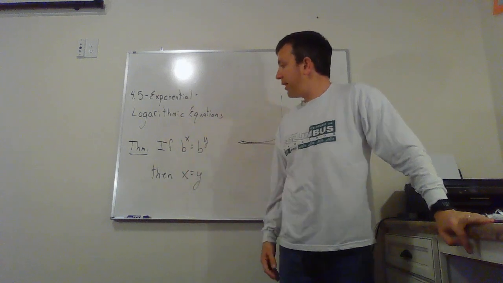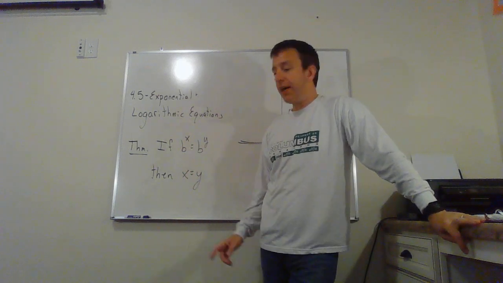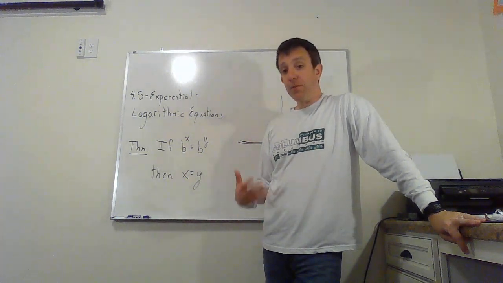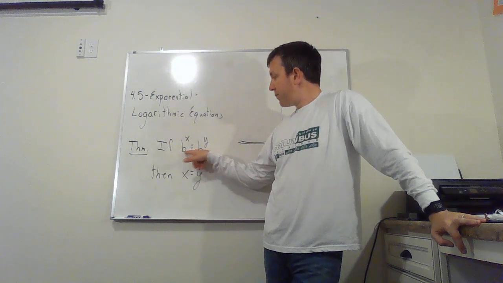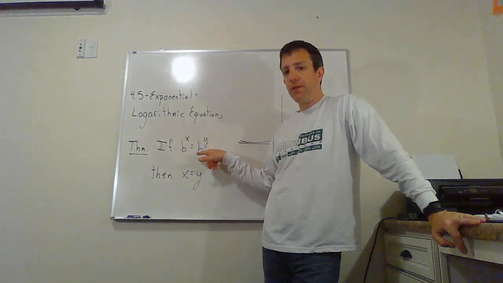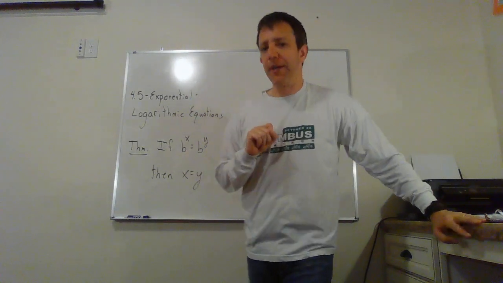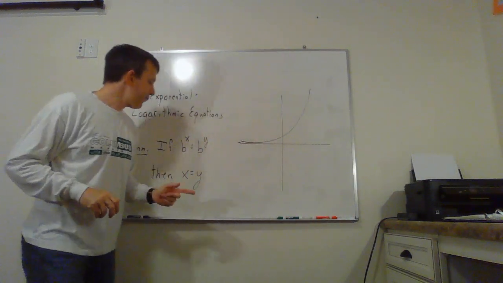It says if b to the x is equal to b to the y, then that means x and y have to be the same thing. And so notice what's really nice here. If those bases match, we're just going to be able to solve by setting the exponents equal to each other. We'll get to that in a minute. But here's why this works.